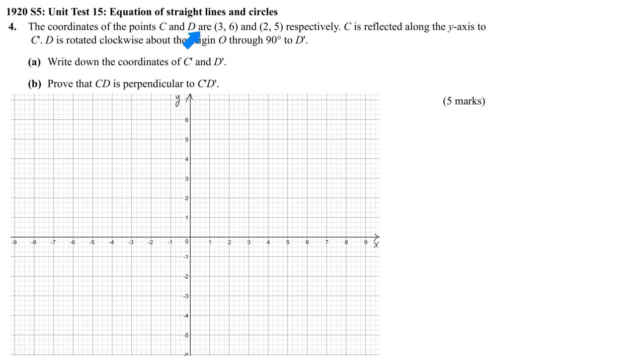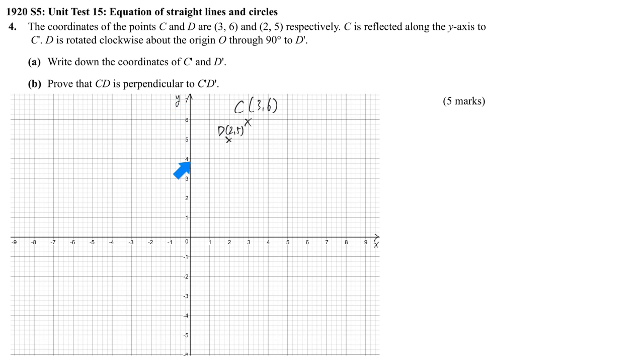In this question, there are 2 points, C and D, so you should roughly draw the position of C and D. The first point, (3, 6): go right by 3, go up by 6, so this is the position of C. The second point, D is (2, 5): go right by 2 and then go up by 5, this is the position of D.